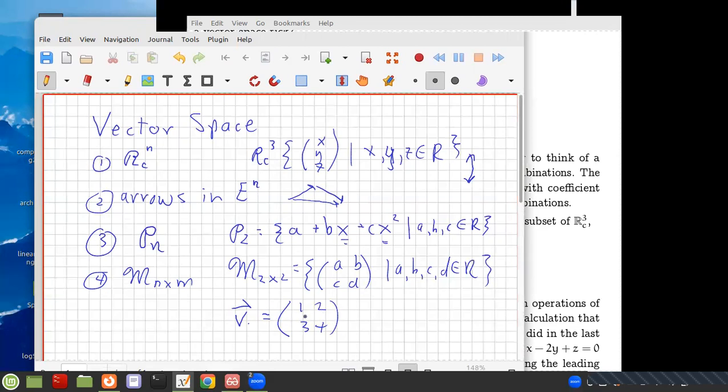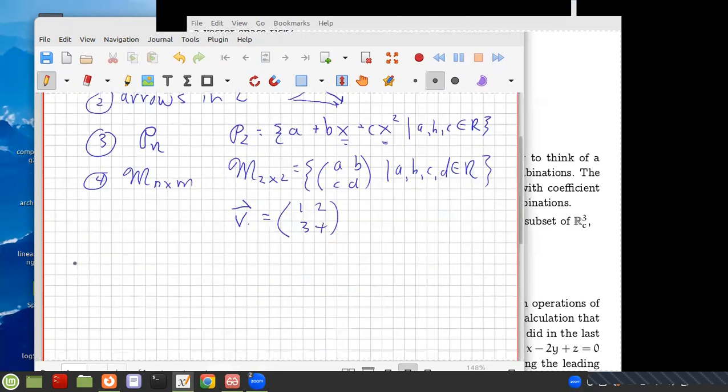The idea would be that we would be able to add them and multiply them by numbers in the same way that we take vectors up here and add them and multiply them by numbers. And the same way we add two polynomials together algebraically and collect terms in terms of constant coefficients of x and coefficients of x squared. So from those examples, you can see that there are some common properties.